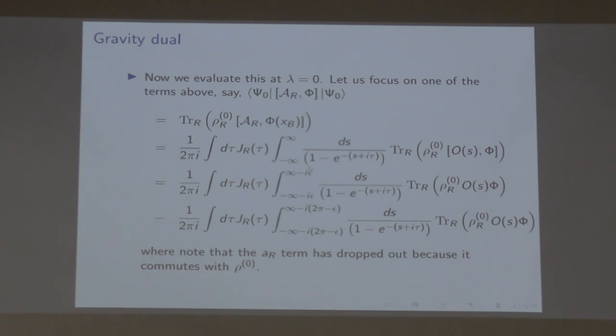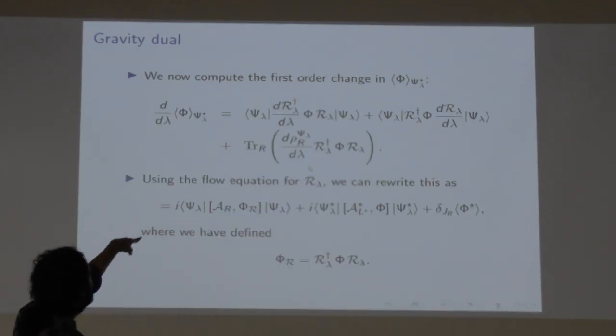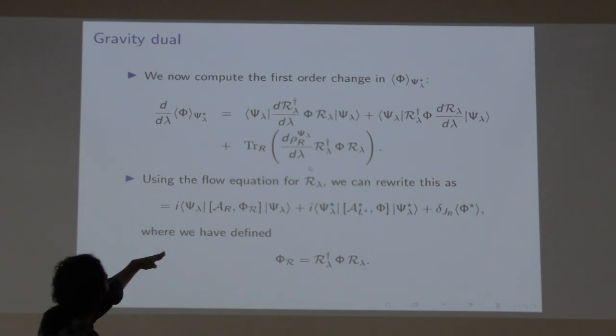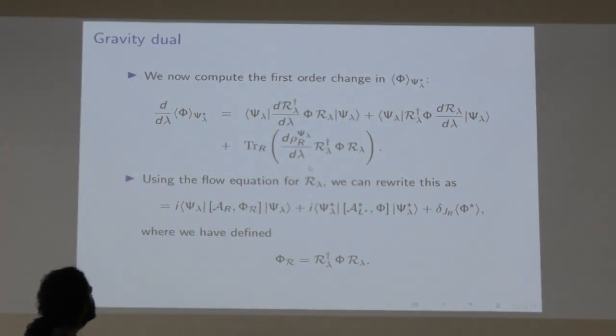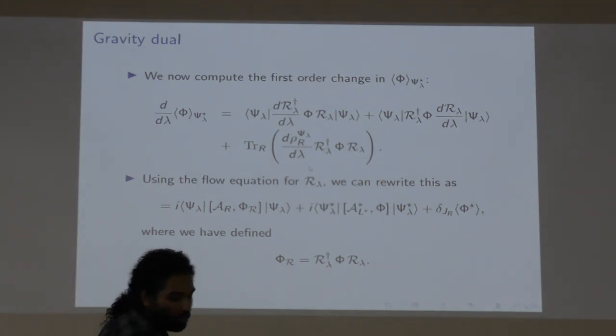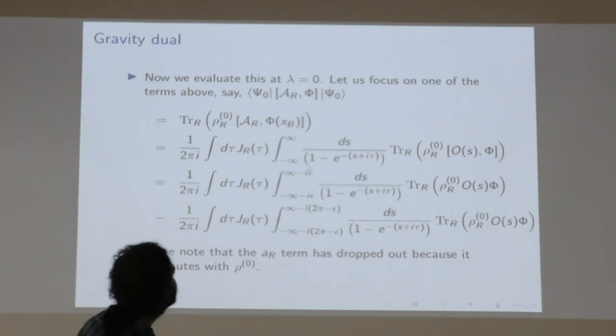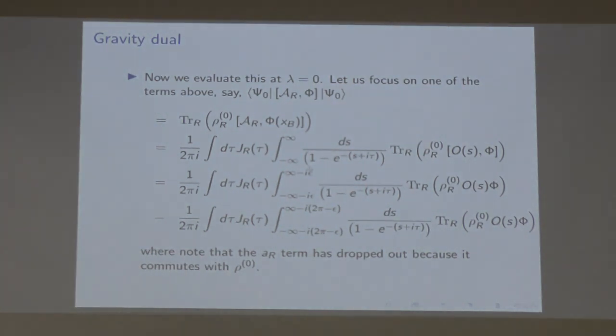So we want to take this expression and evaluate it at lambda equals zero. Let's focus on one of the terms. You have three terms in particular. Let me focus on the first term: the commutator of this modular Berry connection with our bulk operator, evaluated at lambda equals zero. That's the expression that I want to study.